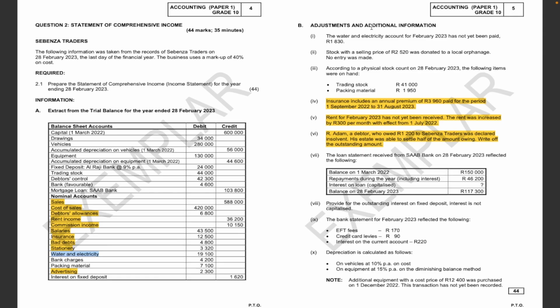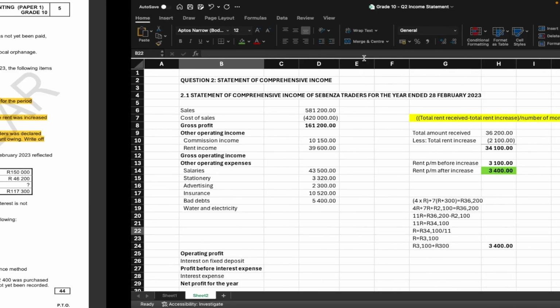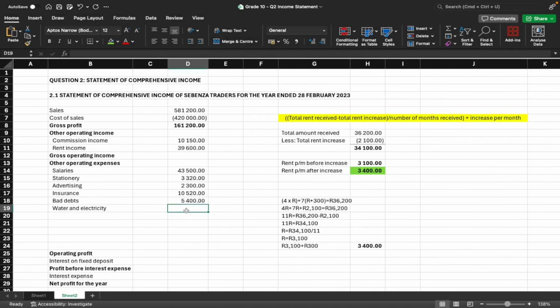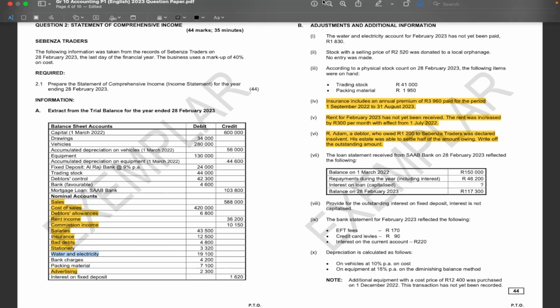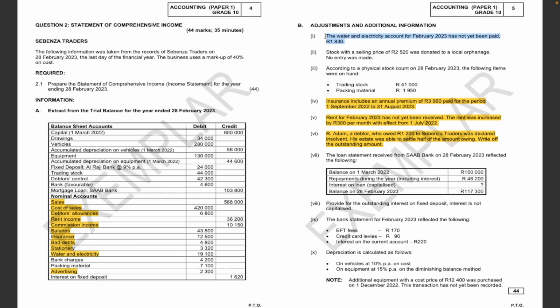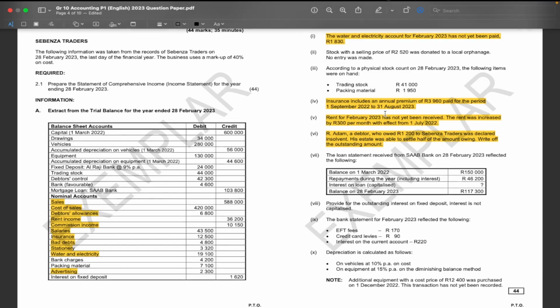If we have not paid for February and we are given that amount, we just need to add it to the 19,100 in the trial balance that we are given. So 19,100 plus 1,830. I'm going to put that here, plus 1,830 gives me 20,930. Very easy to do. So I'm just going to highlight them, the one in the trial balance and my additional information. All right, let's continue.